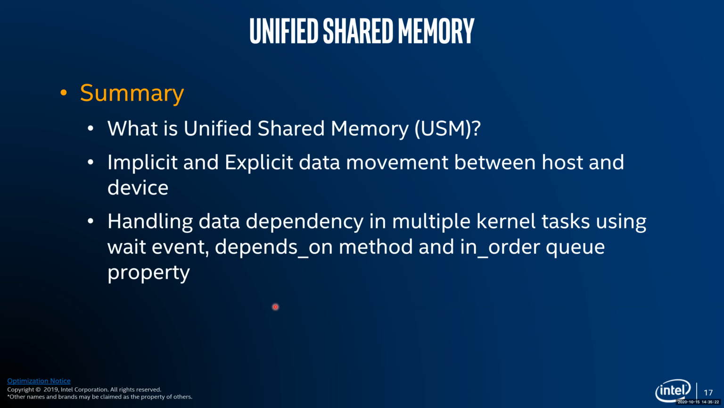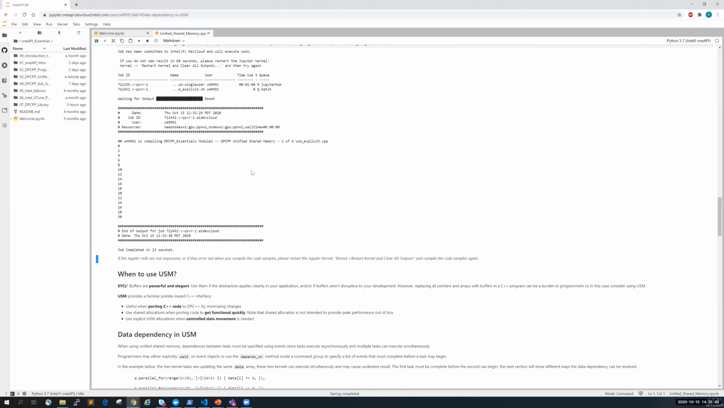So in summary, unified shared memory, we learned what is unified shared memory, and we also learned what is implicit and explicit data movement. And there is also a lot of tutorial on how to handle data dependency when there are multiple kernels used in the same application. So let me switch back to the slides here.